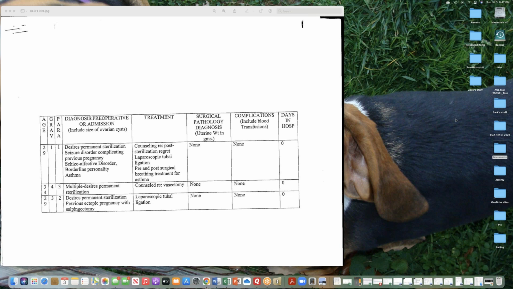Okay, so getting back to this example up here, that's the problem with number 2. There's no procedure listed. Number 3 is probably okay. Previous ectopic with salpingectomy. Again, especially if you were doing a salpingectomy, you'd only have a unilateral salpingectomy, so it would be reasonable that they would list this in the history.